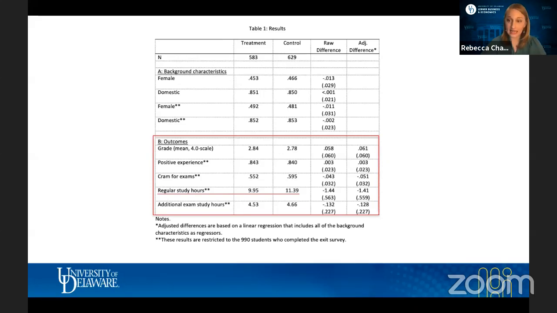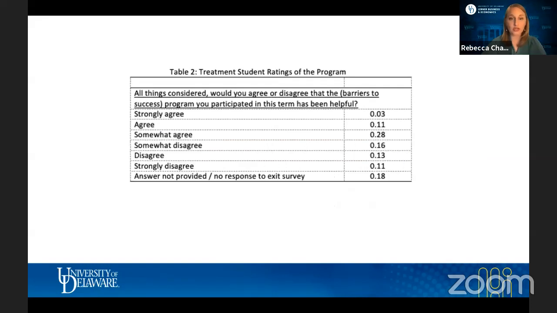We also wanted to see how the treatment students particularly rated the program. And what we see here is that while more students rated the program favorably, so about 42% of students agreed the program was helpful, 40% disagreed, there were more strong negative views than positive ones. So that was interesting too.